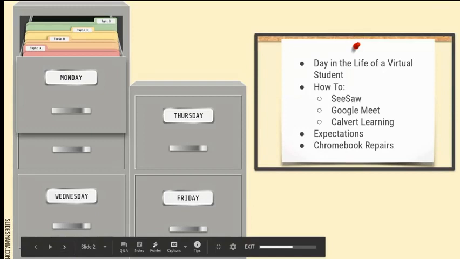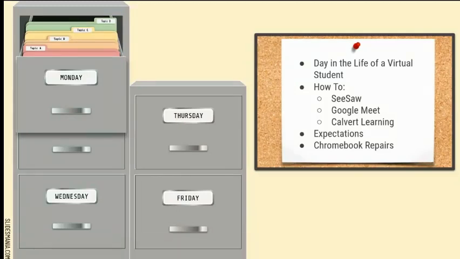So some of the things that you can expect to get out of today's meeting is what a day in the life of a virtual student will look like, how to use Seesaw, which will be our main platform where you'll receive information on a daily basis for your student, Google Meet, which is what we're utilizing now, they'll use daily with their teacher. And then Calvert Learning is a learning system that we'll talk about that we won't use the first week of school, but we'll introduce it as school continues after the first week.